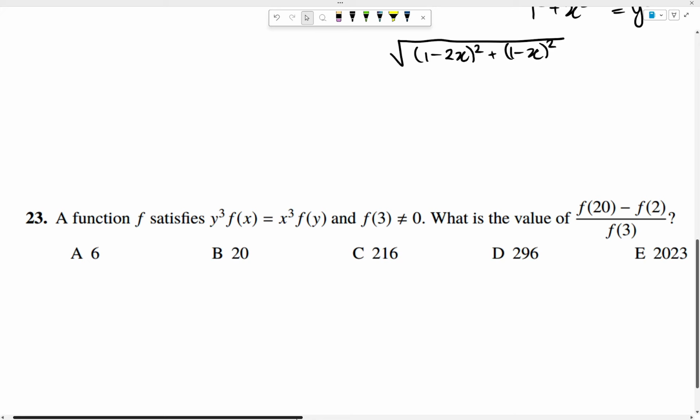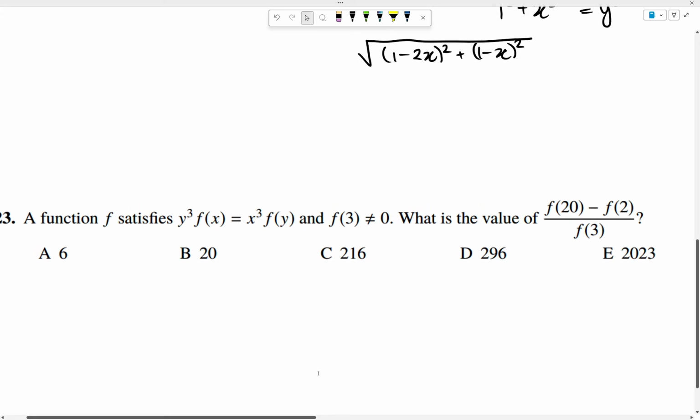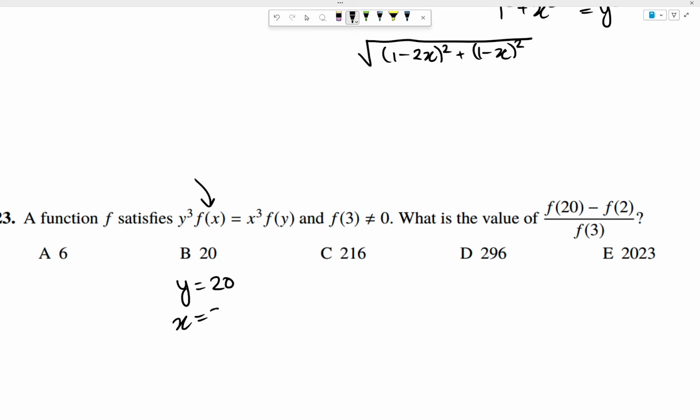So when I look at this, what I'm going to try and do is find f of 20 in terms of f of 3. And I'm also going to try and find f of 2 in terms of f of 3. And the way I'm going to do that is, in the functional equation, a functional equation is just an equation in terms of a function. So this is a functional equation. So I'm going to substitute in y is 20 and x is 3.